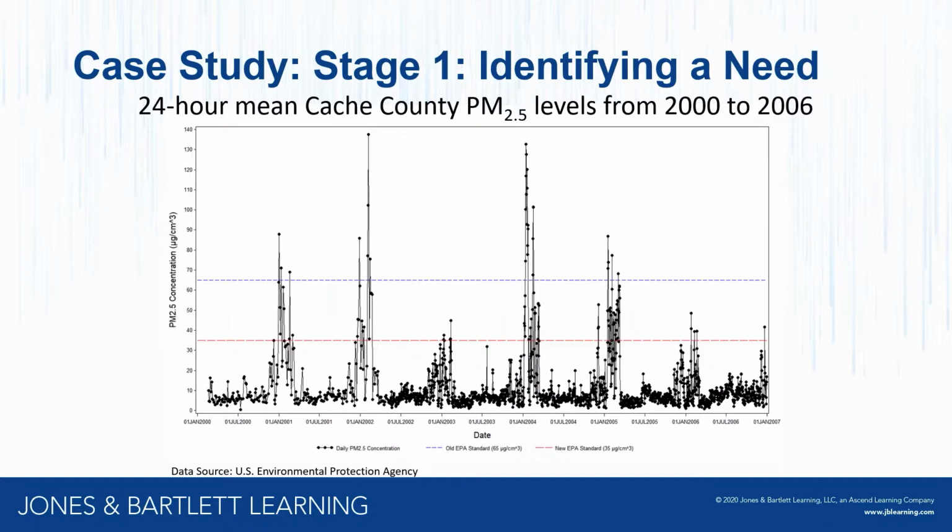Until December 2006, the EPA limit for 24-hour mean PM 2.5 levels was 65 micrograms per cubic centimeter of air, which is shown by the blue small dashed line. In December 2006, however, the EPA limit was lowered to 35 micrograms per cubic centimeter of air, which is shown by the red large dashed line. Cache County sent their collected PM 2.5 data to EPA so EPA could determine whether Cache County had attained the new desired PM 2.5 levels.